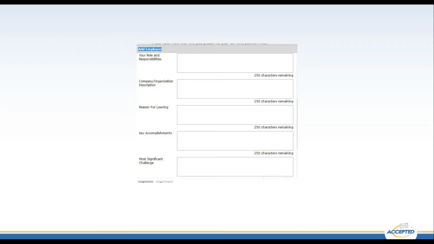Think about them and make sure that all elements of your application fit together and present you, much like pieces in a puzzle do, and they all fit together and complement each other. And again, as I've said repeatedly, focus on achievements.